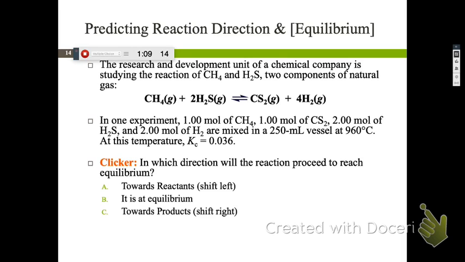I'm converting... Converting what? Moles divided by milliliters. So you're finding the molarity. Really important. If you just start plugging in moles, let's not do that. So we need to find the molarity. Once we find molarity, what do we do with that?